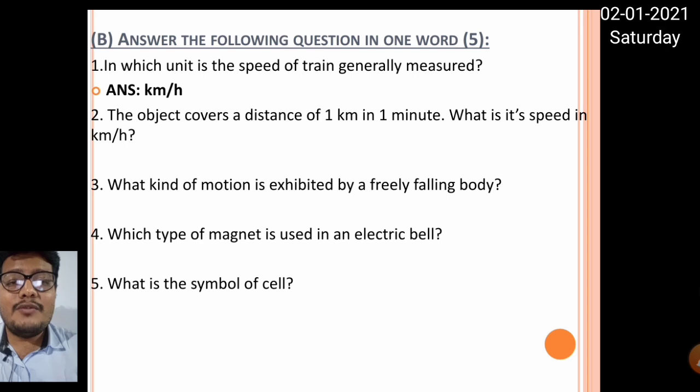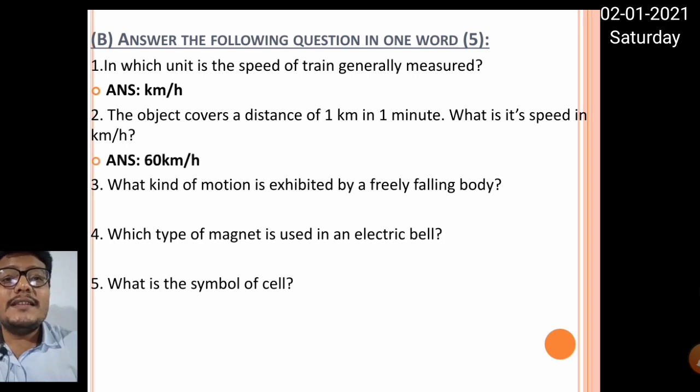So if you want to find this out, what we require, say, 60 kilometers. Why? Because 1 kilometer in 1 minute. So in 60 minutes, how many kilometers? 1 kilometer in 1 minute, 60 minutes, 60 kilometers. So this is how it is done, 60 kilometers per hour. There are 60 minutes in 1 hour, right? I hope you understand.